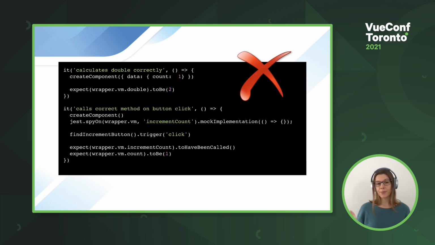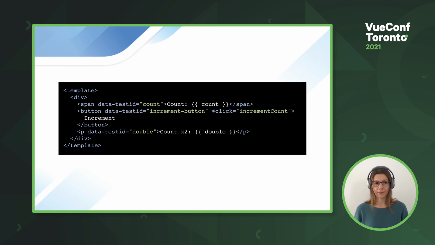Let's take a look at the component template now, and let's figure out how it would be better to structure the test to test the component output instead of component internals. So here is our template. We have a count with a data-test-id, and we have a button that increments this count with incrementCount, and we have, of course, a double. So some field where we are rendering this double.